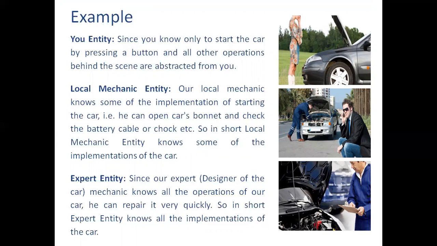But if you consider the expert entity, since he is the designer of the car and he knows most of the operations of the car, he can repair it very quickly. So in short, the expert entity knows all the implementation of the car. So there is no abstraction here. You know everything. Nothing is hidden here. So this is an example of how a car works with the concept of abstraction.